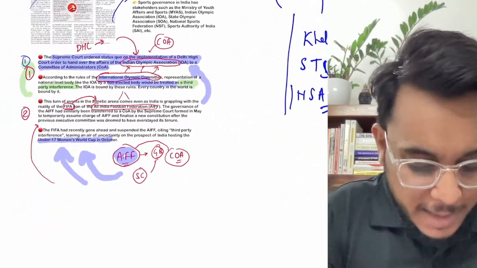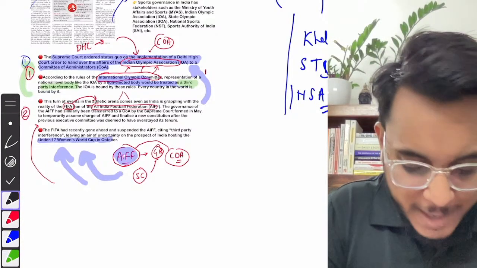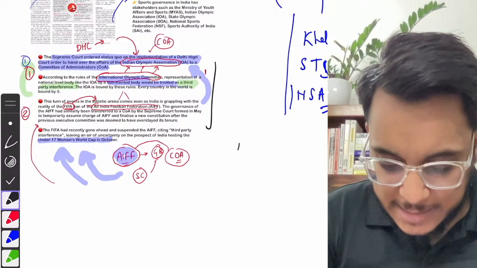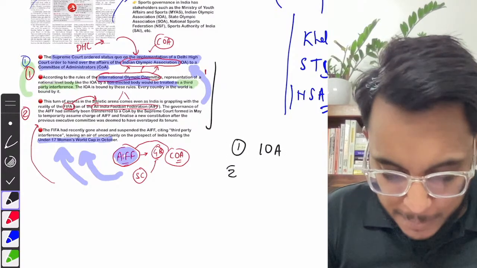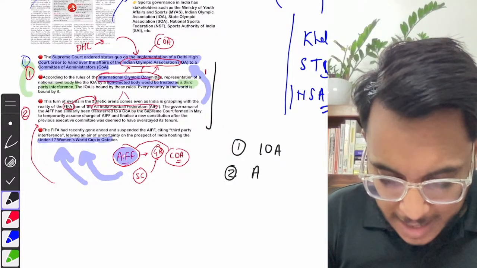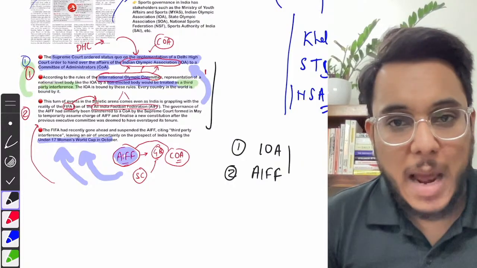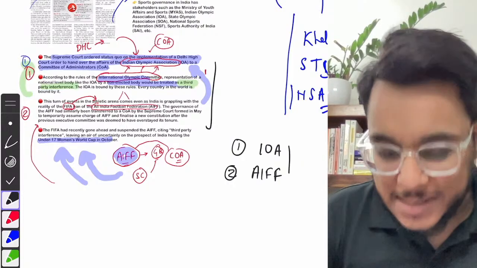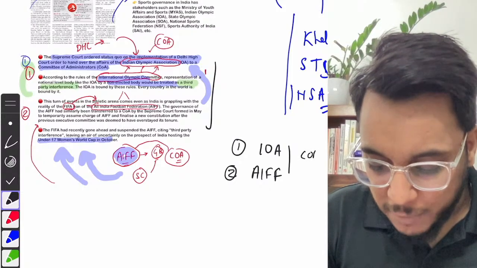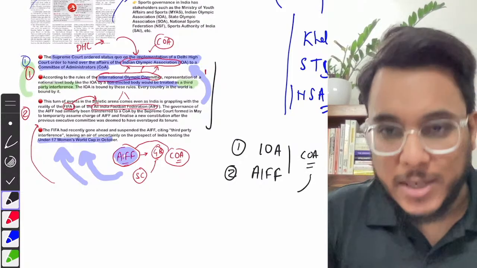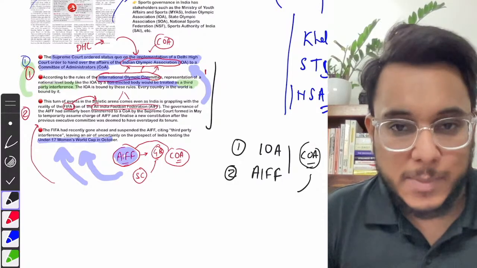Now, what is common in both of these cases? We have seen two examples: example number one is the Indian Olympic Association administration, and example number two is the AIFF, the All India Football Federation. In both of them, what happened? The judiciary, in one case the Delhi High Court, in another case the Supreme Court, appointed a committee of administrators, and these committees of administrators replaced the governing body.